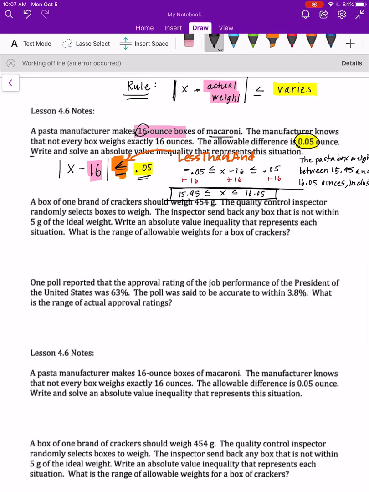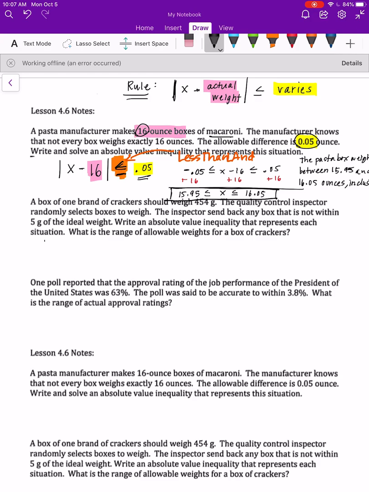So let's look at the next one. One brand of crackers should weigh 554 grams. The quality control inspector randomly selects boxes to weigh. They do this at manufacturing. They select it and check to see if their machines are working properly. The inspector sends back any box that is not within 5 grams of the ideal weight. Write an absolute value inequality that represents each situation. What is the range for allowable differences for a box of crackers?